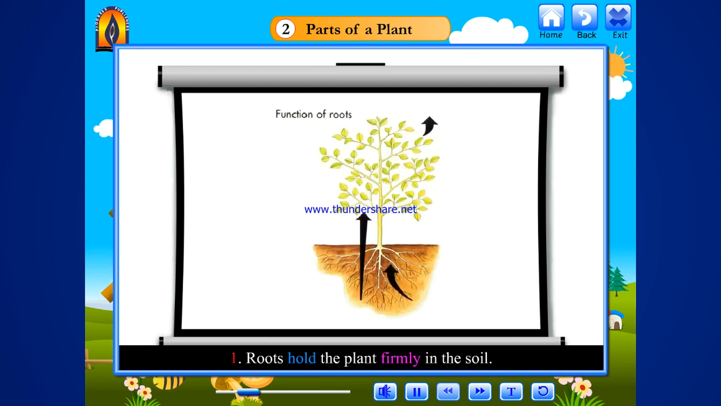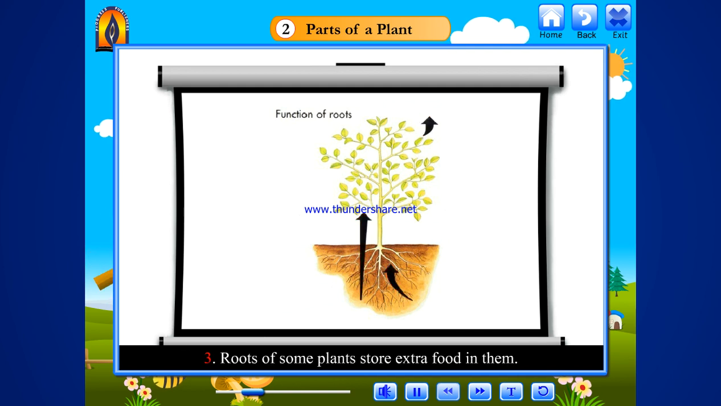Functions of roots. 1. Roots hold the plant firmly in the soil. 2. Roots suck water from the soil and send it to upper parts of the plant. This water contains several minerals dissolved in it. These minerals are necessary for the growth of the plant.